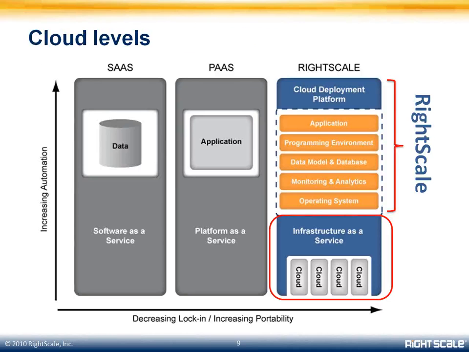I'd like to address now a couple of things about cloud computing and what people mean when they say that, because sometimes they can mean significantly different things. Software as a service, platform as a service, or infrastructure as a service all get classified as cloud computing, and that's what you're seeing on this graph here. And also notice the X and Y axis show a trade-off between automation and lock-in or portability.